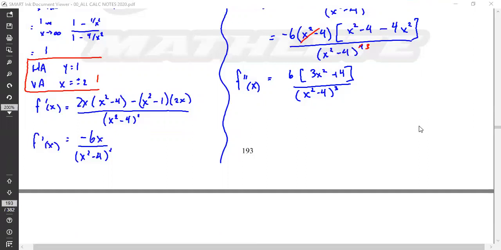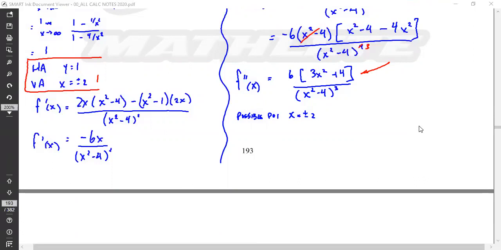We still have possible POI when x is plus or minus 2. Please take note that 3x squared plus 4 will never equal 0, because you're squaring x, which makes it positive, times 3, and then we're adding 4. That is never going to equal 0.